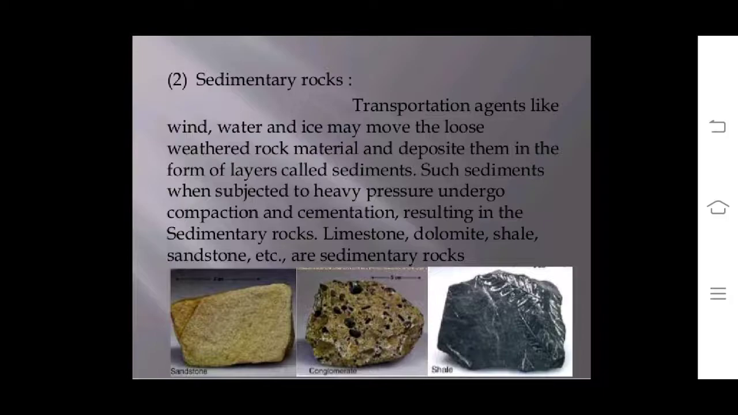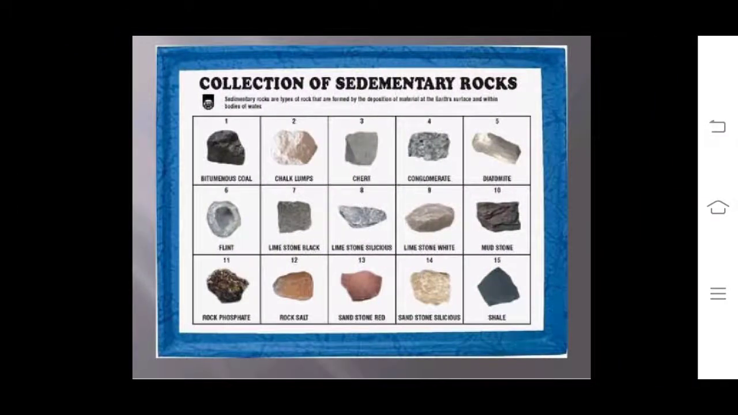Sedimentary rocks. Transportation agents like wind, water, and ice may move loose weathered rock material and deposit it in the form of layers called sediments. Such sediments, when subjected to heavy pressure, undergo compaction and cementation, resulting in sedimentary rocks. Limestone, dolomite, shale, sandstone, etc., are examples of sedimentary rocks. These are some sedimentary rocks.